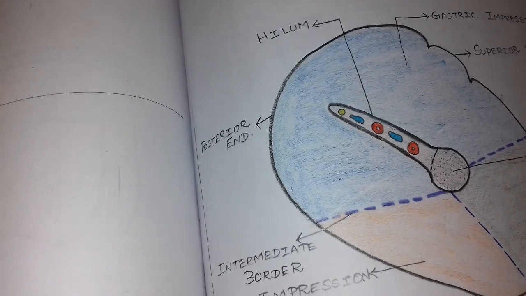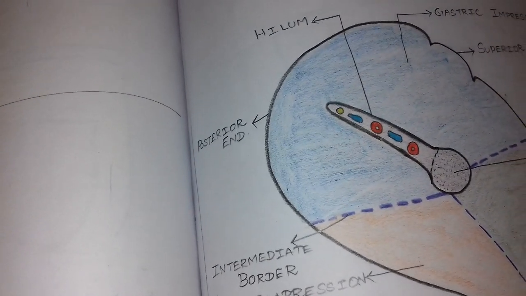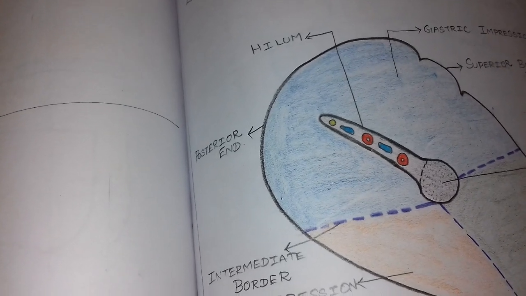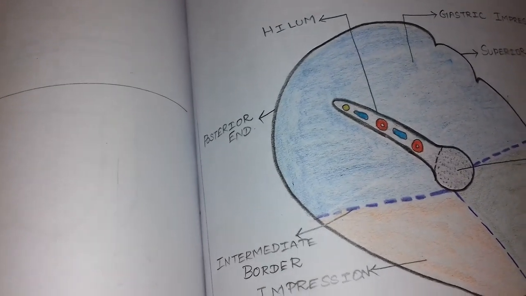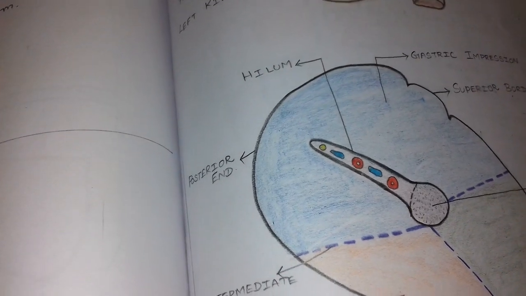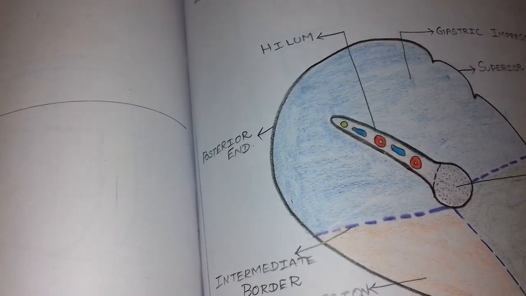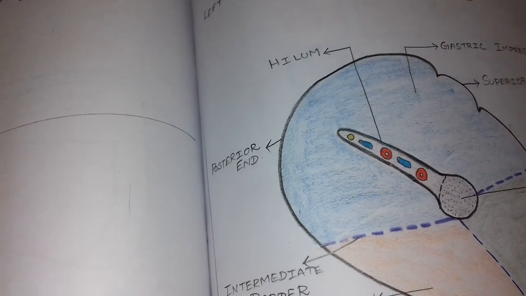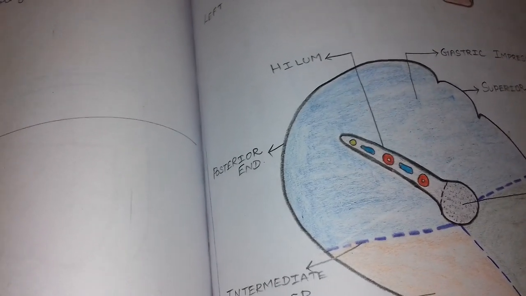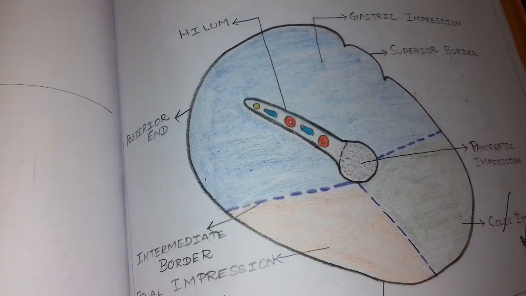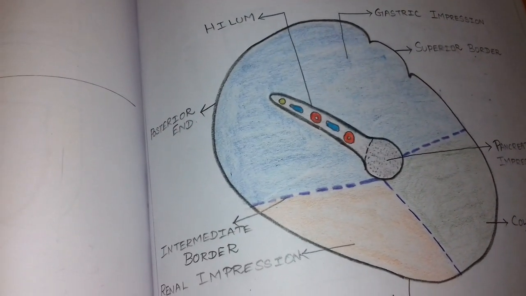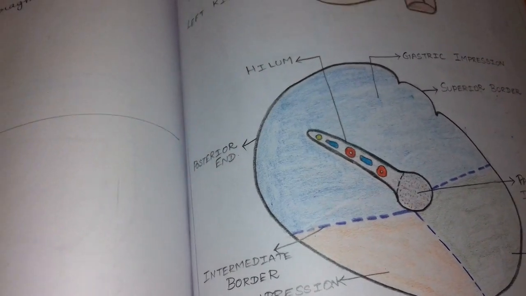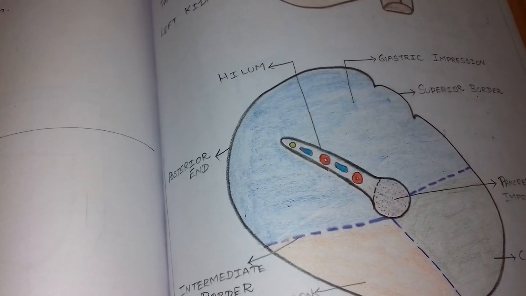Clinical anatomy of the spleen. Splenic infarction. The splenic artery gives rise to small branches, 5 to 7 branches, and they are all end arteries. The obstruction of those end arteries results in splenic infarction. In case of splenic infarction, there will be referred pain in the tip of the left shoulder, which is called Kehr's sign, K-E-H-R, Kehr's sign.